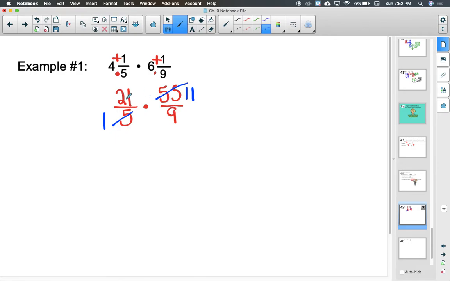Okay, let's look at our other diagonal, 21 and 9. I know they can both be divided by 1, but that doesn't help us. So we need to look for a bigger common factor than 1, and they can both be divided by 3. So 21 divided by 3 is 7. 9 divided by 3 is 3. And now we can go ahead and do our multiplication. Now we've turned this into an easier problem before we even get started. So to multiply fractions, once they're in fraction form, of course, we multiply straight across, numerator times numerator, denominator times denominator. 7 times 11 is 77, and 1 times 3 is 3.